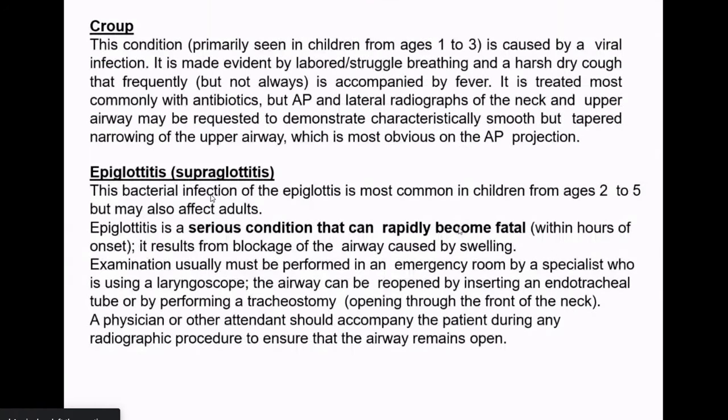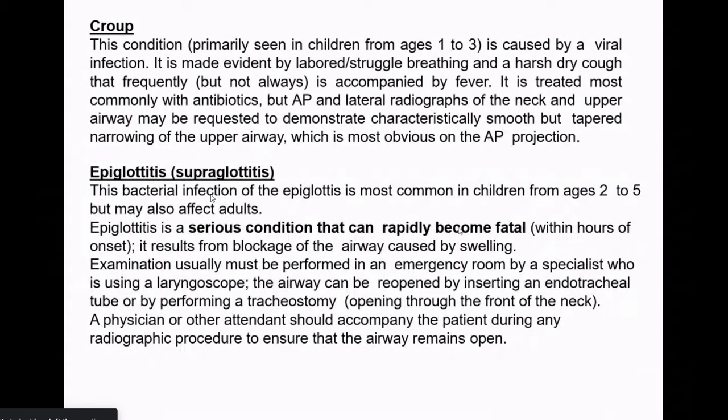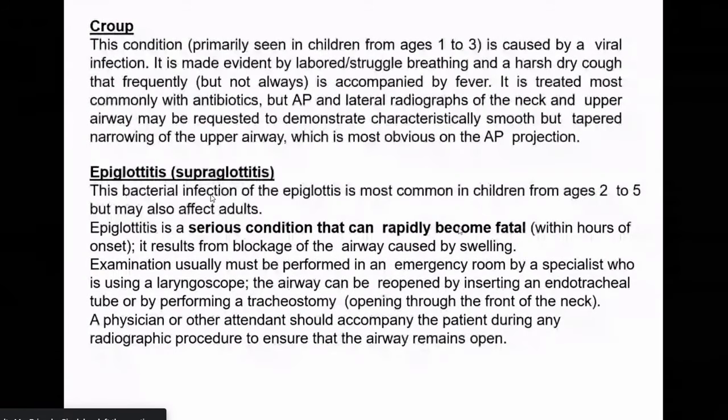Next, there are some other conditions, that is croup or epiglottitis, or we can say supraglottitis. Croup is a condition that occurs in 1 to 3 year old children. It is caused by viral infection, and is made evident by struggling breathing and a harsh dry cough that is more frequent, accompanied by fever also. It is treated most commonly with antibiotics, but AP and lateral radiographs of the neck and upper airway may be requested to demonstrate characteristic smooth but tapered narrowing of the upper airway, which is more obvious in the AP projection. For this condition, we also use the soft tissue neck radiograph.